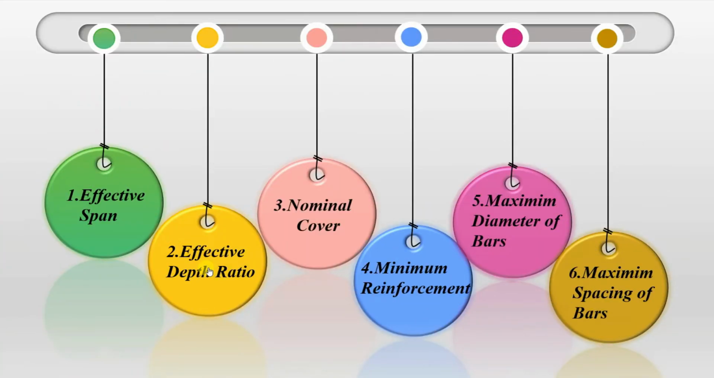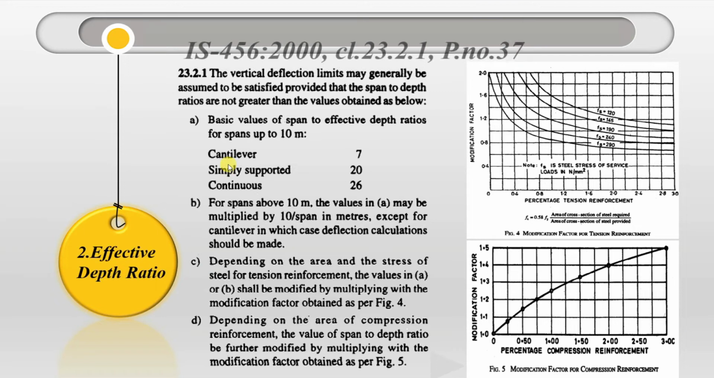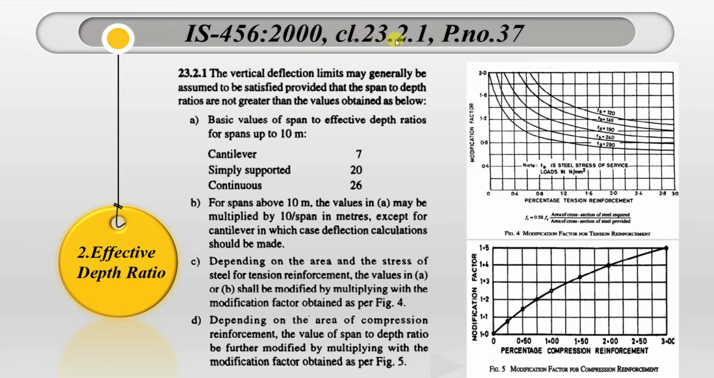Next, span to depth ratio. Let's see what is given in IS 456 clause number 23.2.1. The vertical deflection limit may generally be assumed to be satisfied provided that the span to depth ratios are not greater than the values obtained as below. Basic values of span to effective depth ratios for spans up to 10 meters: cantilever is 7, simply supported 20, continuous 26. Here our main concern is about cantilever slab. Whenever you are doing other things, you can consider these values.